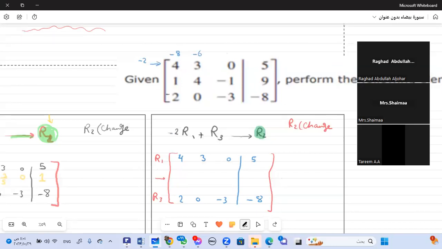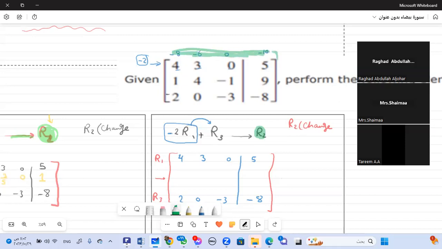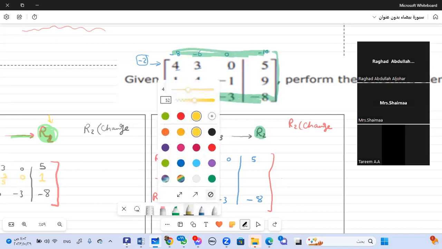Then 0 and 0, and -10. We multiply -2 by each element inside R1. This is the first step, -2 multiplied by R1. After that, add the answer to R3. So highlight this answer, and we should add it with R3, this row. Let's add these two values with each other and write the answer inside R2.